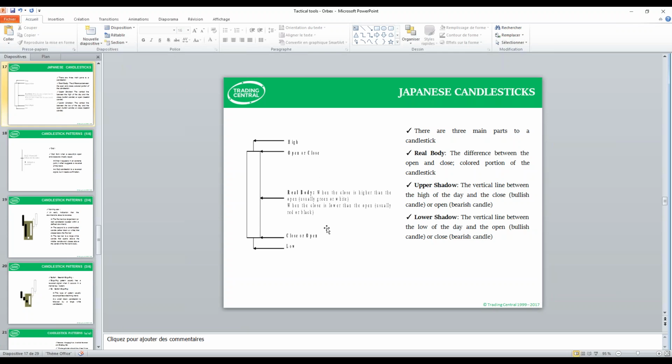And you have also what we call the upper shadow. You can see here, and the lower shadow here. The upper shadow is the vertical line between the high of the day and the close, or the open. And the lower shadow is the opposite. So it can help you to identify very quickly the high of the day, the low of the day, and where was the opening price of the day and where was the closing price of the day. So that's why we use this kind of Japanese candlestick.